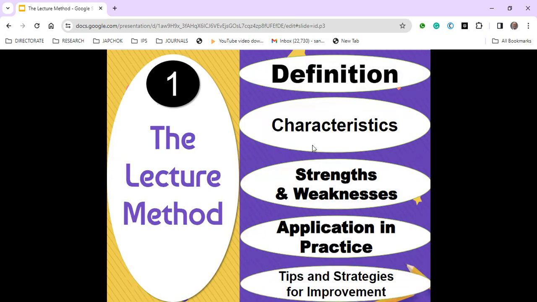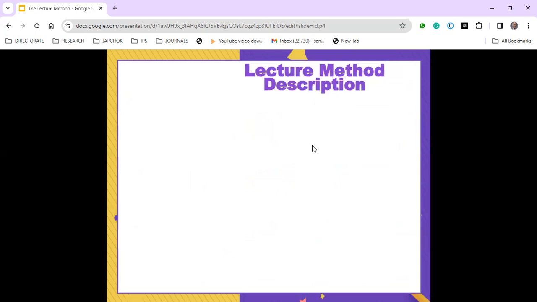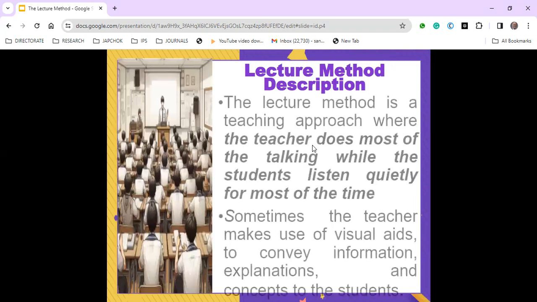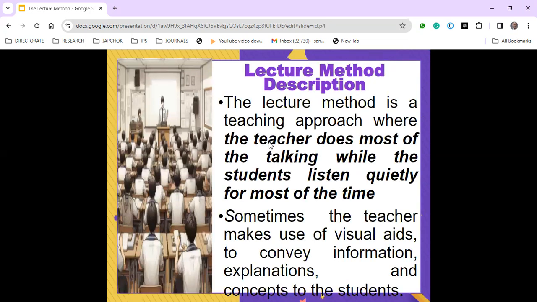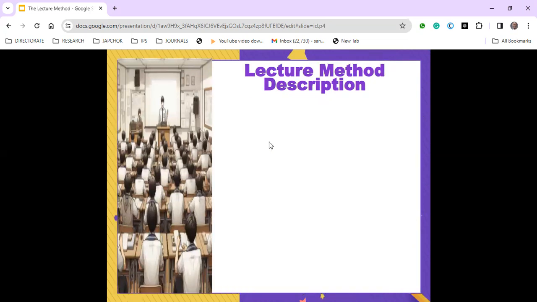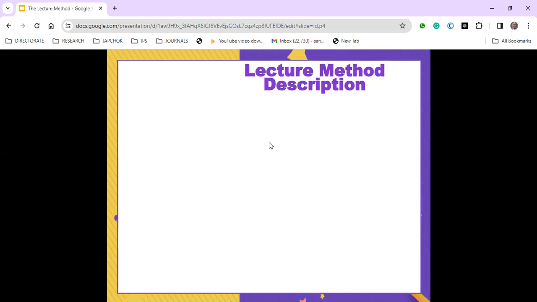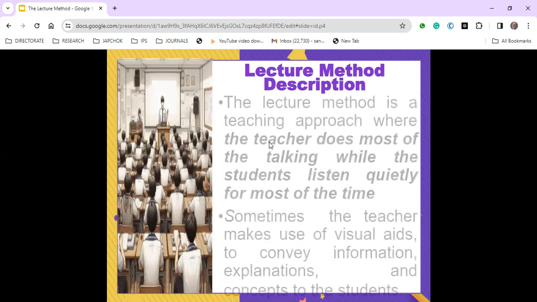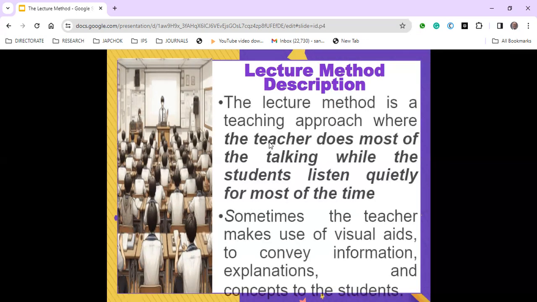Let's dive in straight. The lecture method, how can you describe it? Take a look at this. When you look at the image, what can you see? Obviously, the image is helping you to appreciate one important thing: a teacher in front of a large class doing all the talking. And this essentially is what the lecture method is all about.